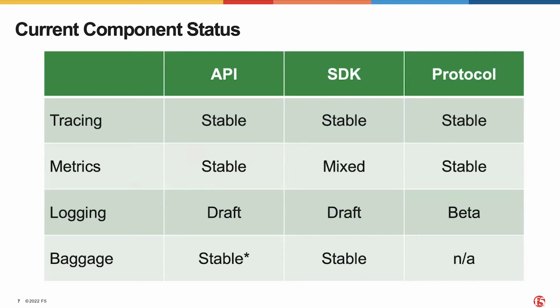Logging is lagging behind. It is currently in draft status for the API and SDK, and the protocol is still beta as of right now. We're hoping to see this move forward in the next 6 to 12 months, but that's the last piece of the puzzle. And then baggage, that key value data, that's stable right now in the API and SDK, and there's no protocol associated with it.